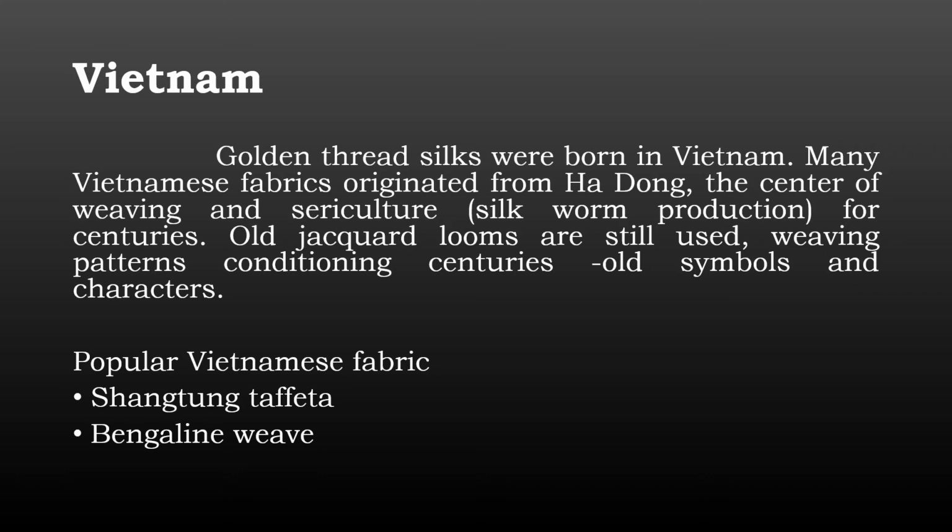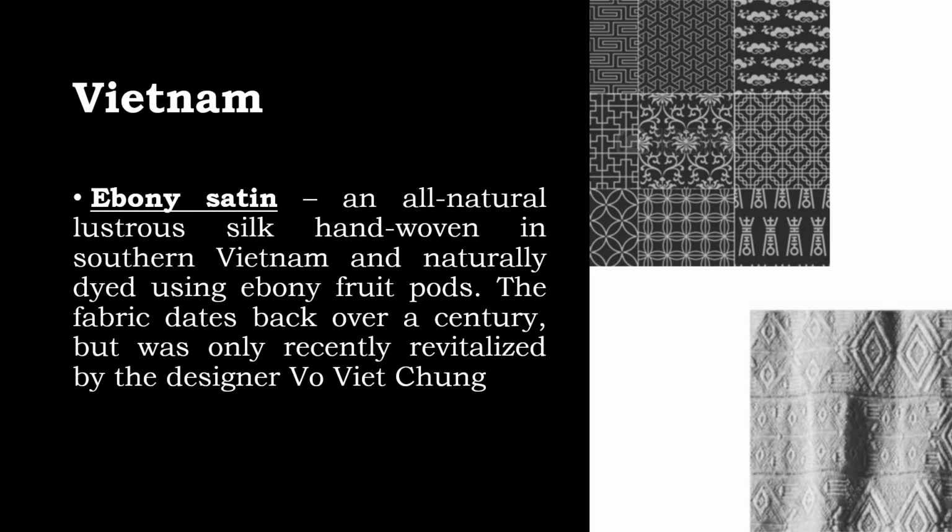Popular Vietnamese fabrics: Shantung taffeta and the Bengaline weave. Ebony satin, an all-natural lustrous silk handwoven in southern Vietnam and naturally dyed using ebony fruit pods. The fabric dates back over a century but was only recently revitalized by the designer Vo Viet Chung.